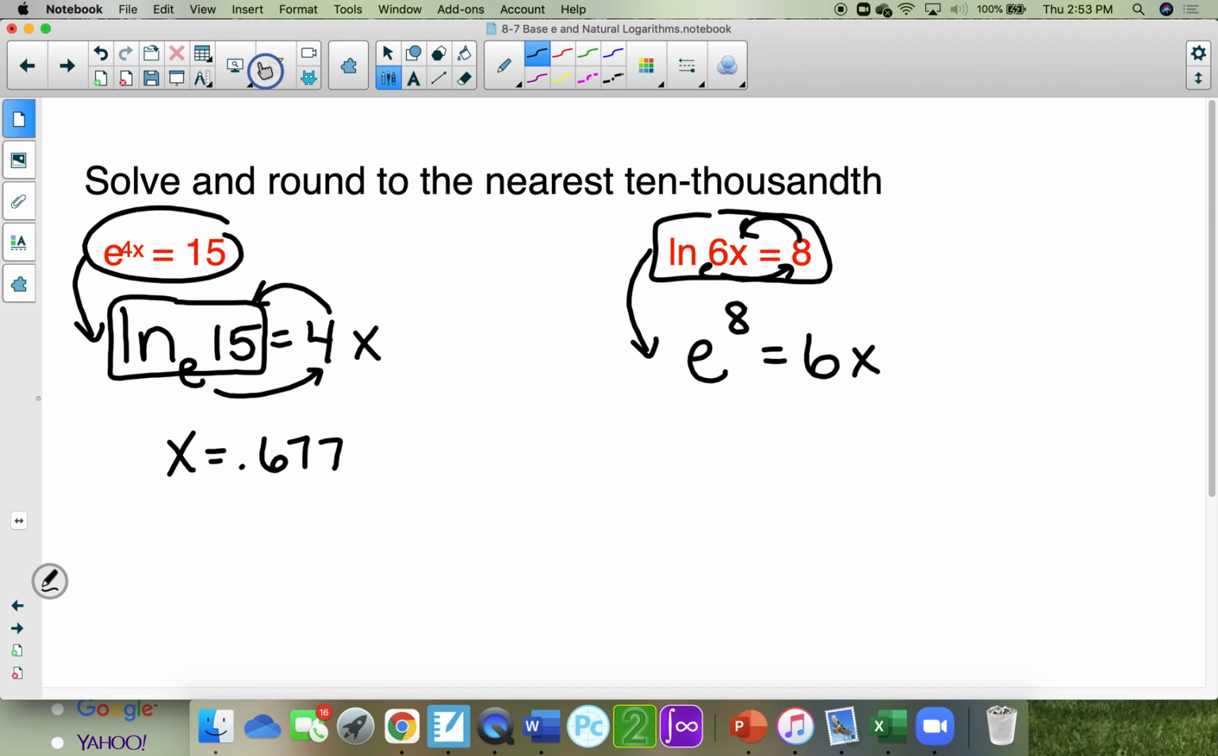So where is this button? This button is right here. It's right above the ln button. So hit the second button and hit e to the x. So now it's e to the 8th. And then in order to get x alone, just divide by 6. x is equal to 496, about.